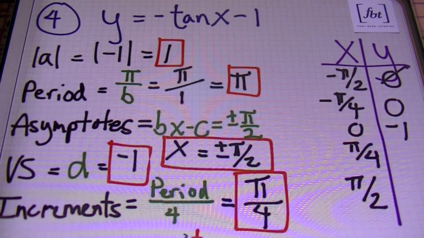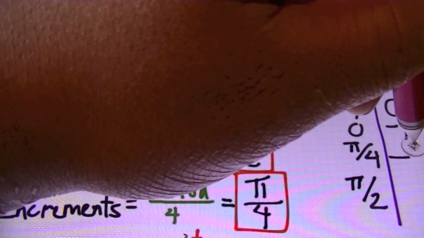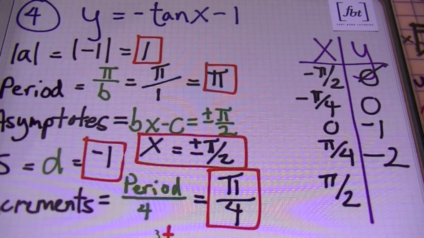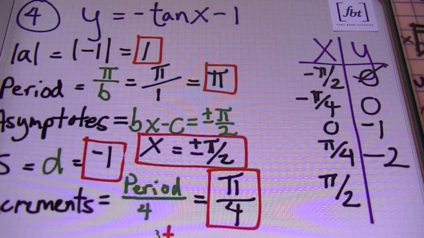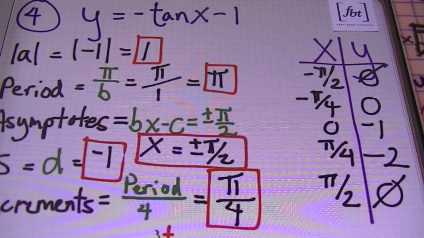Then I'll be plugging in pi over 4 into the original function. Tan at pi over 4, ladies and gentlemen, or 45 degrees, is positive 1. 1 times -1 gives you a result of -1, and then -1 and -1 combine to give you a value of -2. So we have -2 here on our XY chart. Finally, I'll be plugging in pi over 2. Tan at pi over 2, which is 90 degrees, is undefined. So here, my y value is undefined at pi over 2.